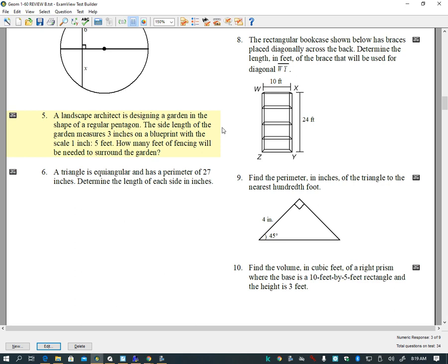It says a rectangular bookcase shown below has braces placed diagonally across the back. Determine the length in feet of the brace that will be used to create diagonal WY. That means there's a board across the back that goes from there to there. What's the typical shape of a bookcase? A rectangle. What do we know about the angles of rectangles? They're all what? 90 degrees. So could I put a little 90-degree angle back there?